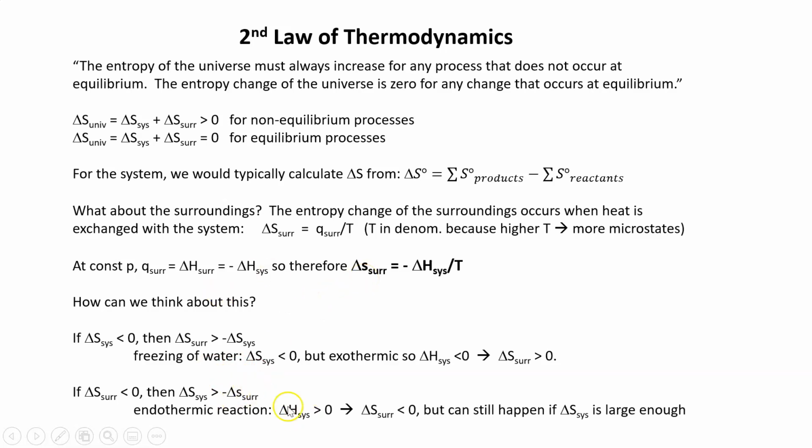So an endothermic reaction, this is just a summary of what I just said. Delta H for the system is going to be greater than zero. So when we put that into this equation, we're going to get an entropy of the surroundings less than zero. But it can still happen if delta S of the system is large enough.